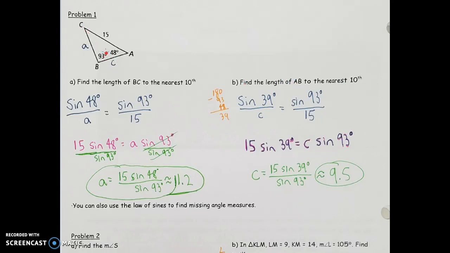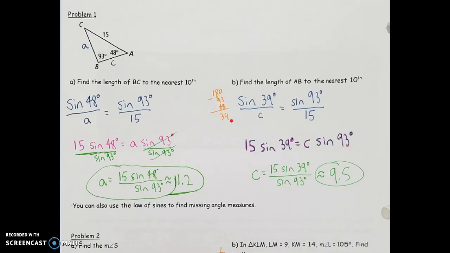So we call that side C. It's across from angle C. First thing we want to do is figure out what angle is missing there. If I know two angles in a triangle, I should always be able to find the third. So if I take 180 for the triangle and subtract the two that I'm given, I could find that angle C would be 39 degrees.